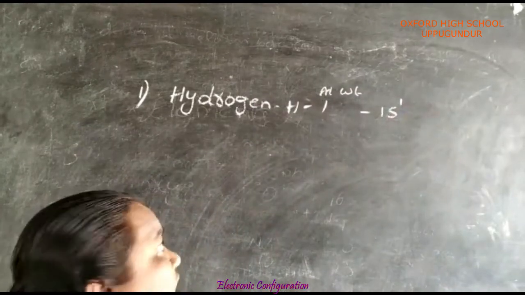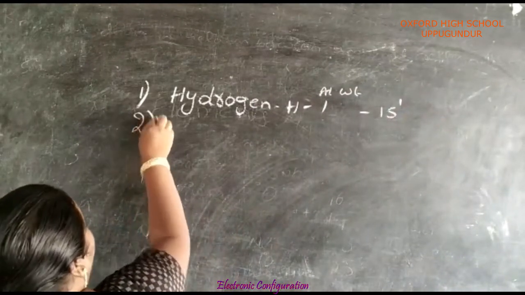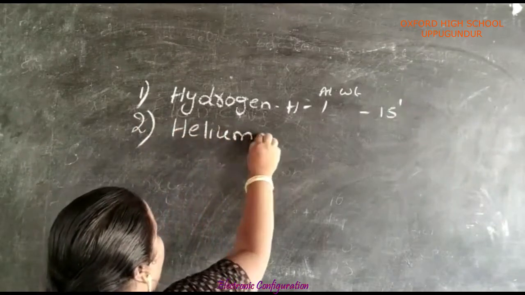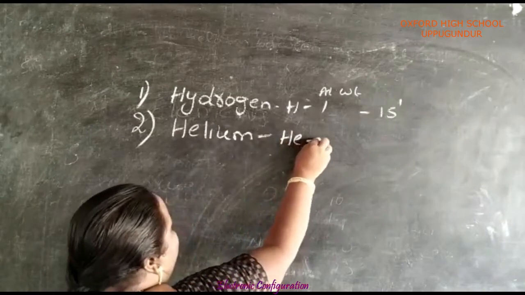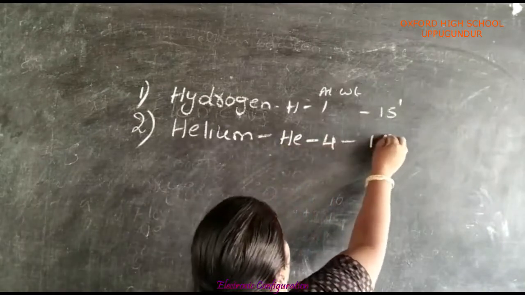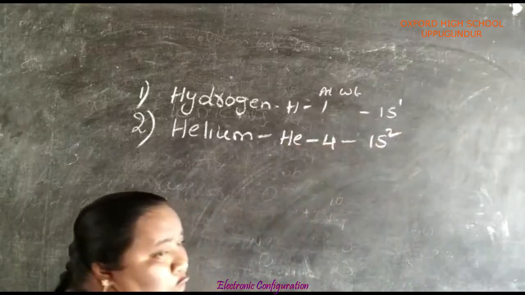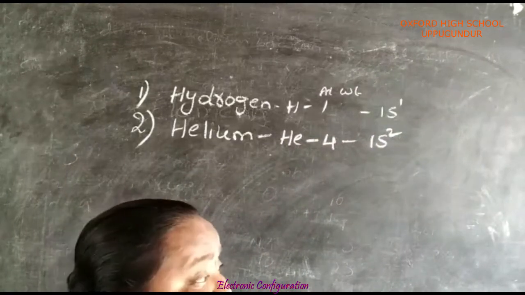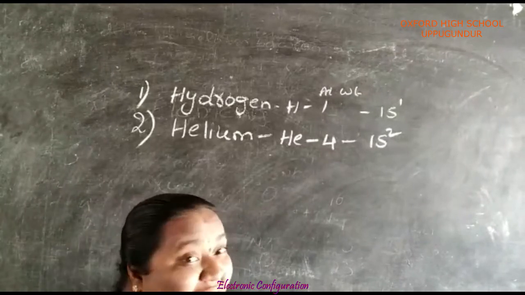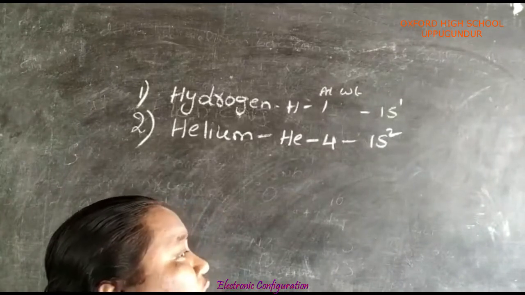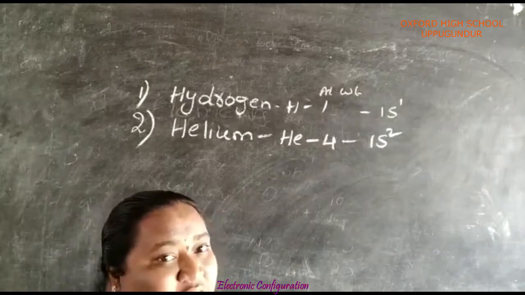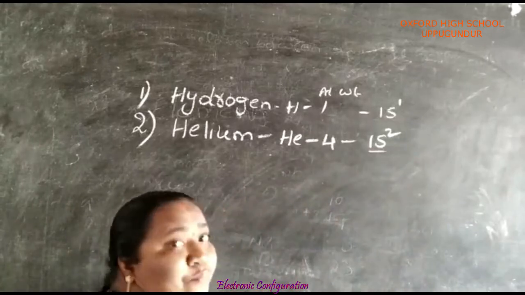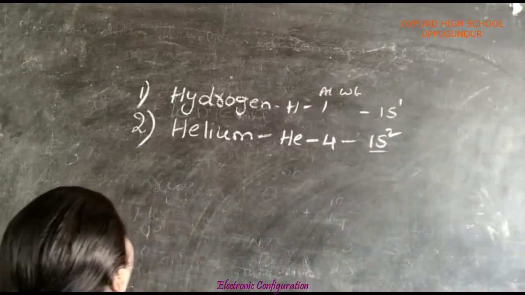Second one, helium. It is He. The atomic weight is 4. The electronic configuration is 1s2. Here helium is stable. Helium is an inert gas element. It has a stable electronic configuration. We know that the s orbital has the capacity for only 2 electrons, so here the s orbital is completely filled.